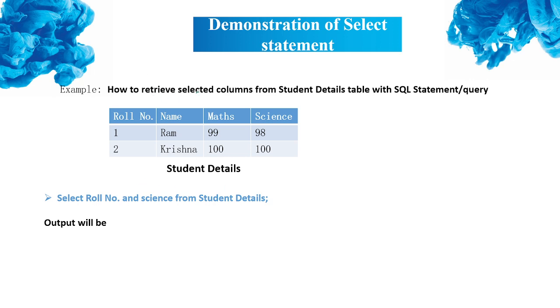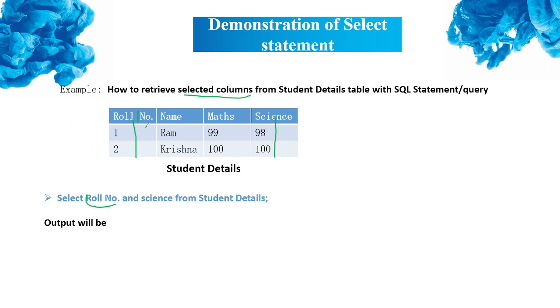But here the example returns the selected columns from student details. So what are those selected columns here? Here I selected the roll number column and the science column. So what should be displayed here?